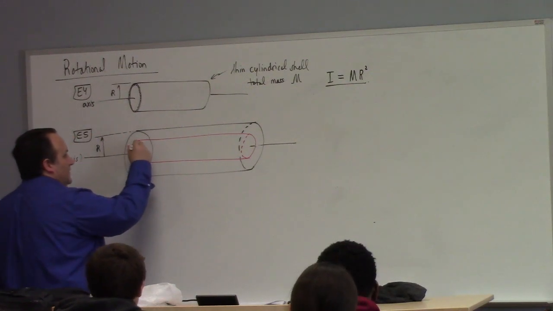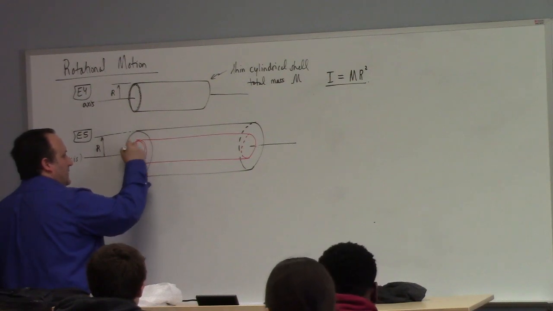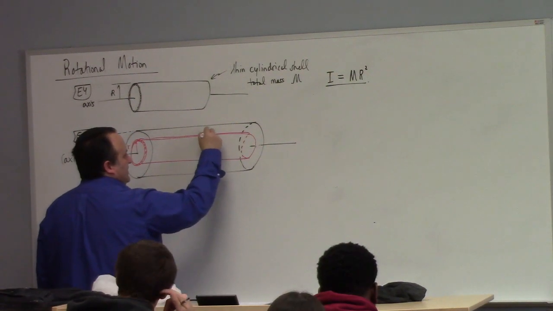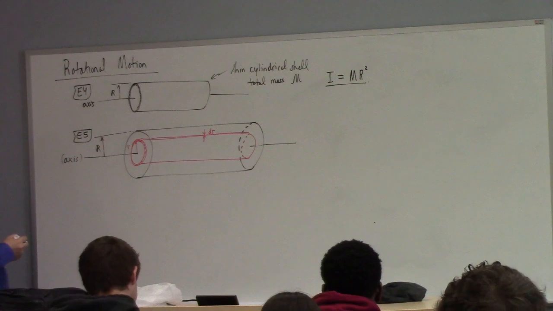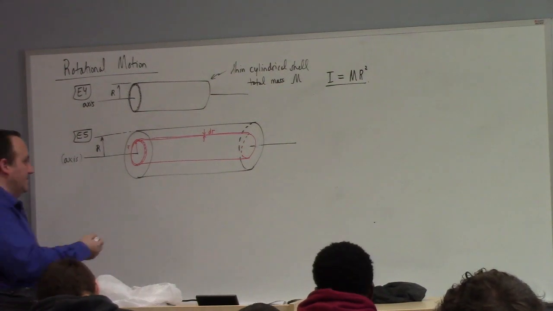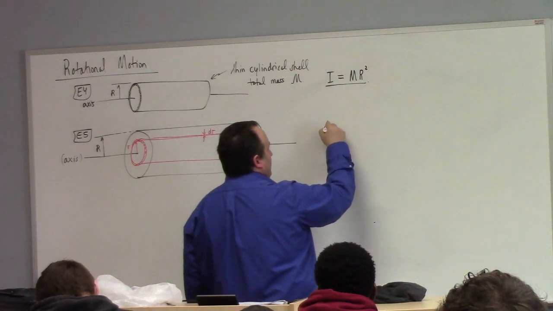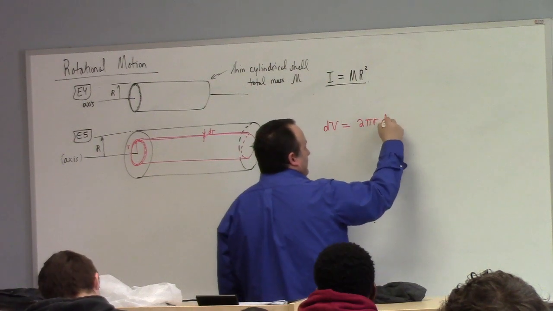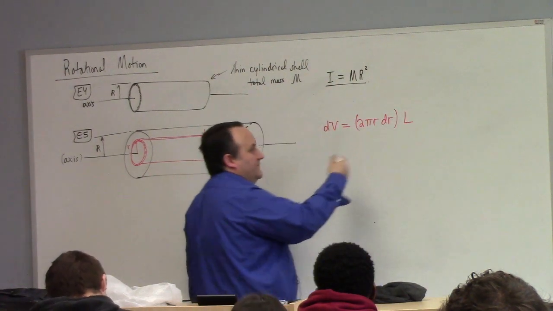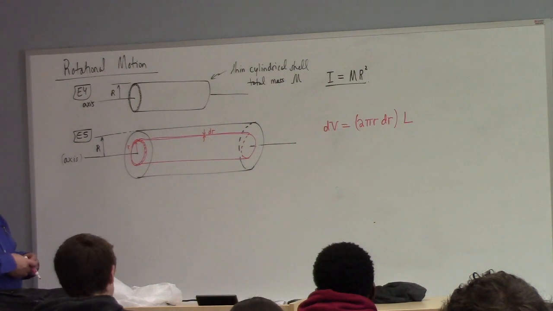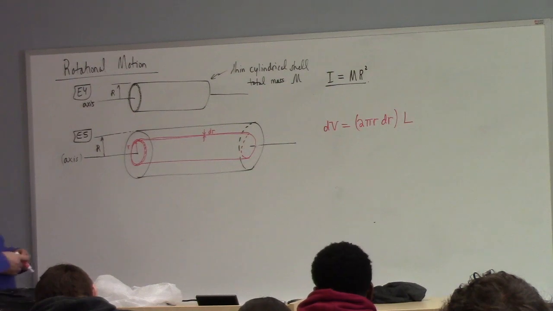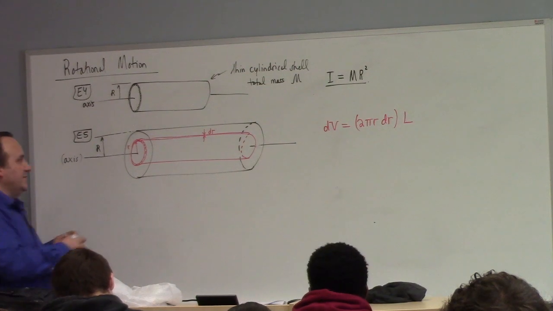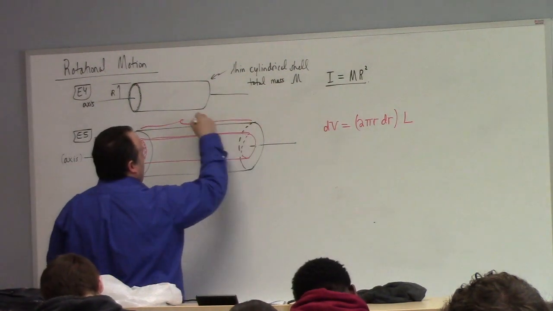So this little shell, what should the thickness of the shell be then? The thickness of the shell would be dr, all right? So what is the volume of such a cylindrical shell? dV would be something like 2 pi r dr times L. That would be the volume of such a cylindrical shell. I take the circumference times the thickness. That gives me the area of that little circular ribbon. And then I multiply by the length to get the volume. I'm supposing that the length of the cylinder we're talking about is L.